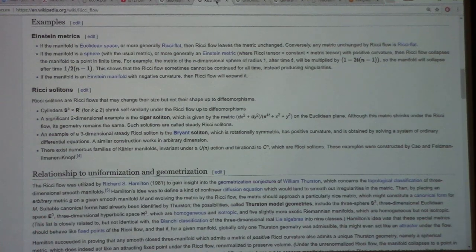For example, if you take the metric of an n-dimensional sphere of radius 1, after time t the radius is like that. So it collapses after that much time. So the idea here is that Ricci flow sometimes cannot be continued for all time. Instead, it collapses manifolds to a point, to a singularity. On the other hand, if the manifold is an Einstein manifold with negative curvature, then the Ricci flow will expand it. All right.